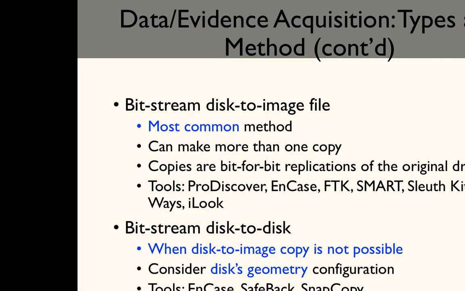Another way is you can do a bitstream disk to disk copy. So basically, you acquire one hard disk, and you try to get another hard disk, and copy everything from the evidence hard disk to your new hard disk to make your new hard disk exactly the same as the original evidence. But this is not what we usually use. We usually use the first way, disk to image, because it's much more convenient, and technically it should give you everything you need.